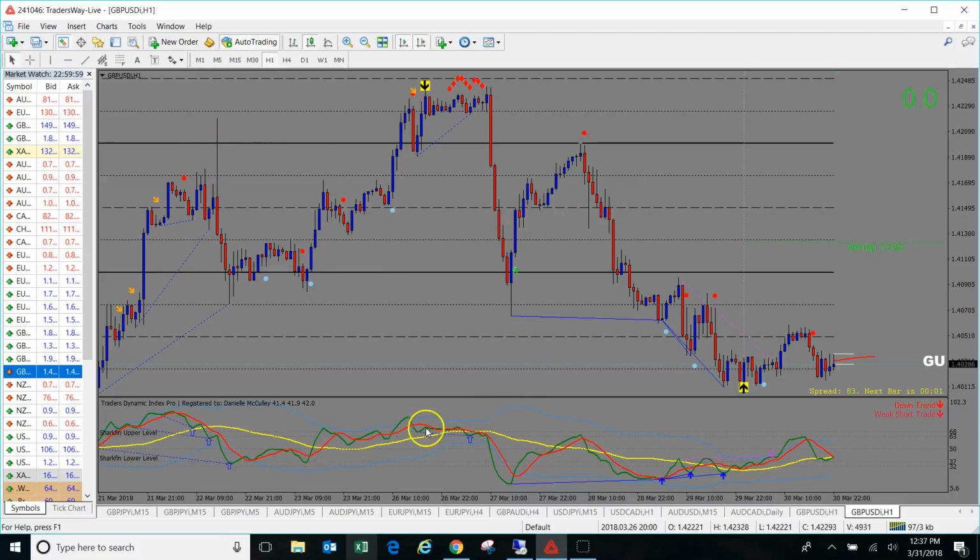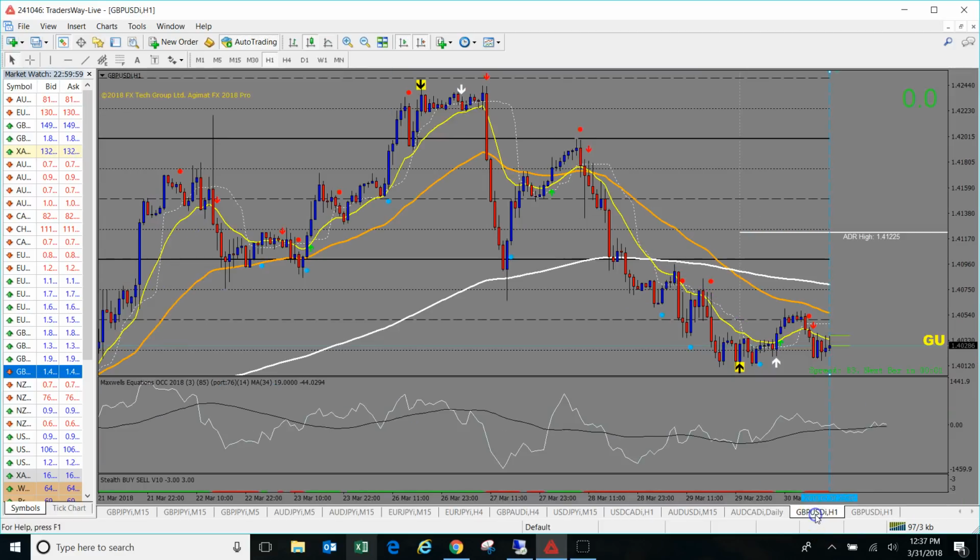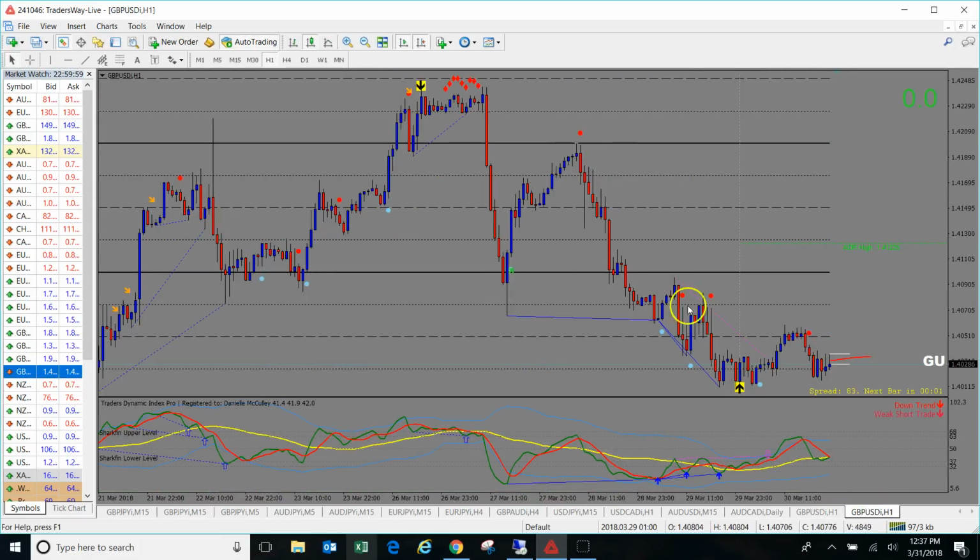Like I said, I use both the Maxwell equation, and I like it. I've always been a fan of it. But my favorite, if I had to choose between the two, I would have to go with the TDI Pro because it just gives you so much more clarity of what price is doing.